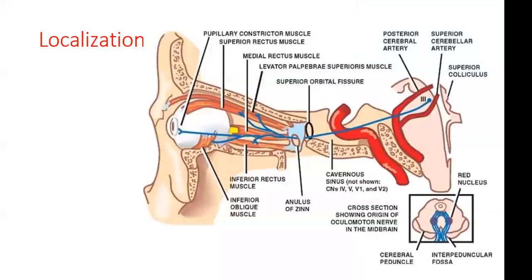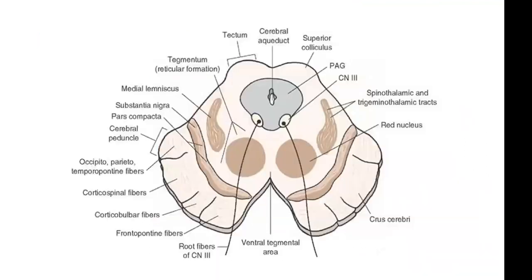We are trying to pinpoint where in this long course the lesion is. So we start right at the top at the midbrain. Imagine if it's a midbrain lesion, what is going to happen? The third nerve is going to go with some other structures. One of the other important structures is the corticospinal tract, which travels somewhere around in this region.